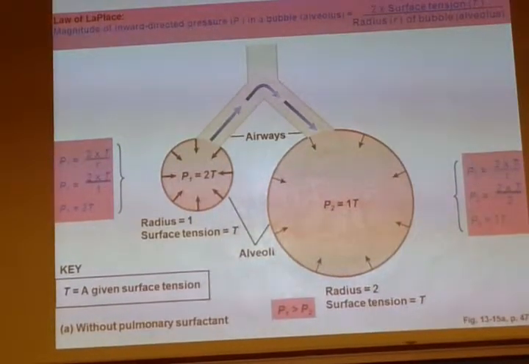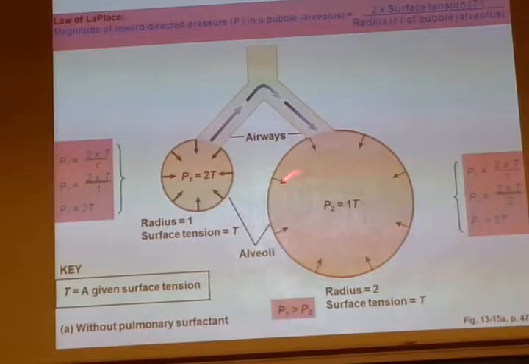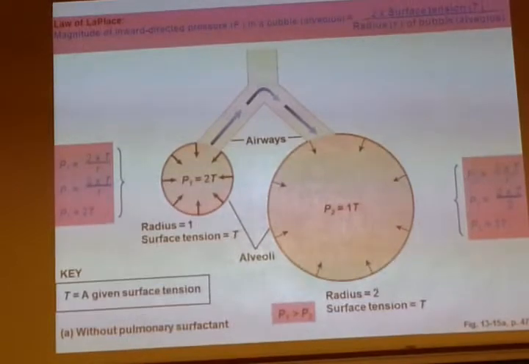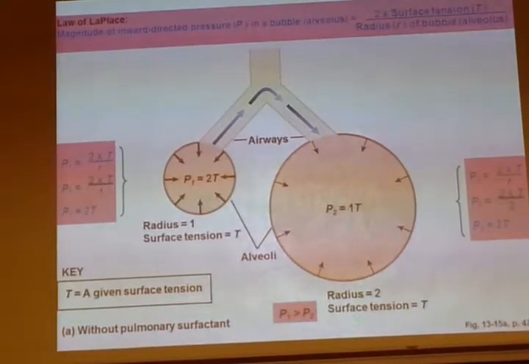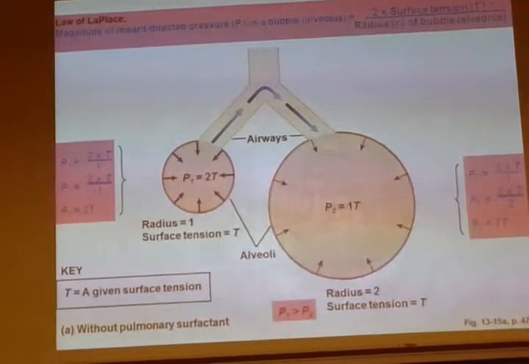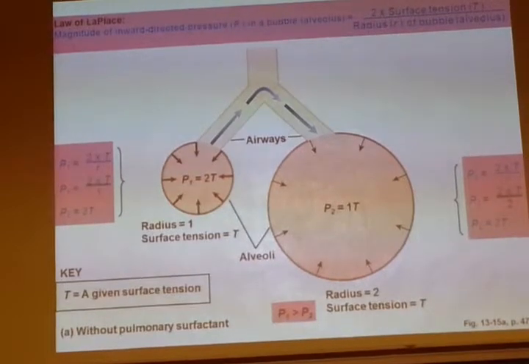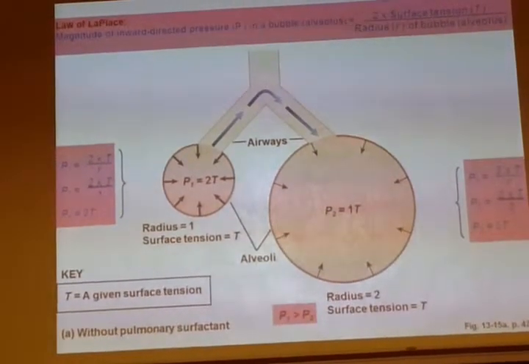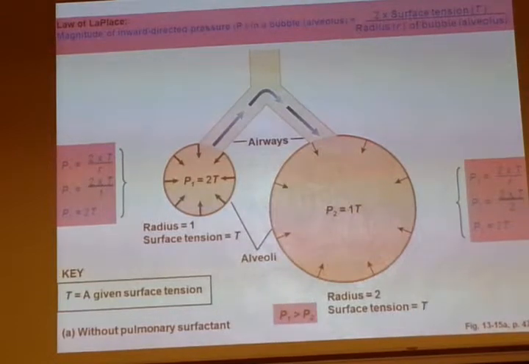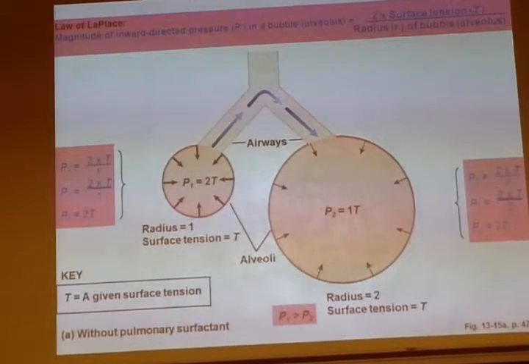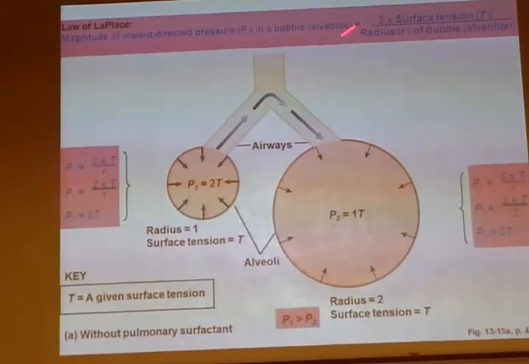If you have a bubble connected to another bubble, the smaller bubble, because it has a smaller volume, will have a higher pressure than the larger bubble with the larger volume. So since pressure and volume are inversely related, you decrease volume, pressure goes up. You increase volume, pressure goes down. If these bubbles are made out of water, then the higher pressure bubble will empty into the lower pressure bubble.